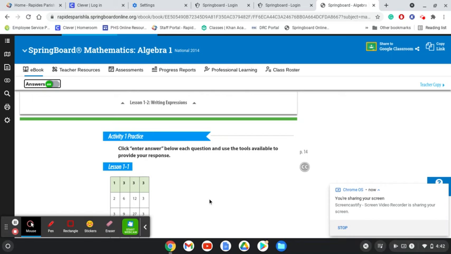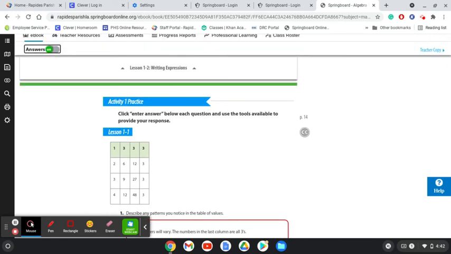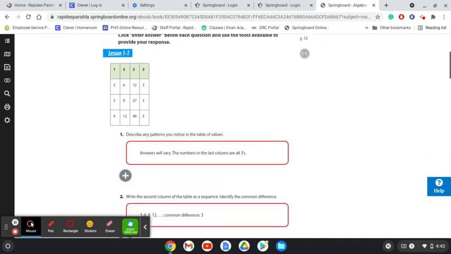All right, so this is going to be real quick because I left everything at school, so I'm using my kid's computer. Number one, it says, describe any patterns that you notice in the table values.